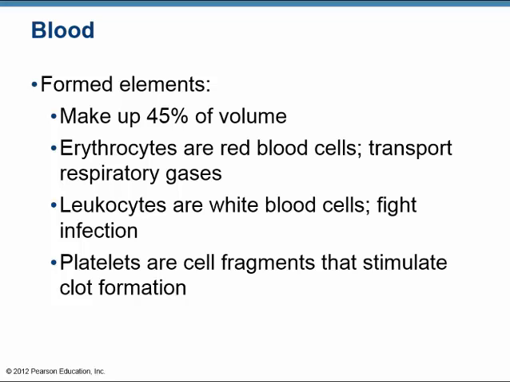The other main component of blood is the formed elements. Formed elements include the cellular elements, and they make up 45% of the volume of blood. The most abundant of the formed elements are the erythrocytes. These are the red blood cells, and their main function is to transport the respiratory gases, oxygen, and carbon dioxide. Leukocytes are white blood cells, and they fight infection in various ways. The third type of formed element is called the platelet. Platelets are not entire cells, rather they are cell fragments, and their function is to stimulate clot formation.